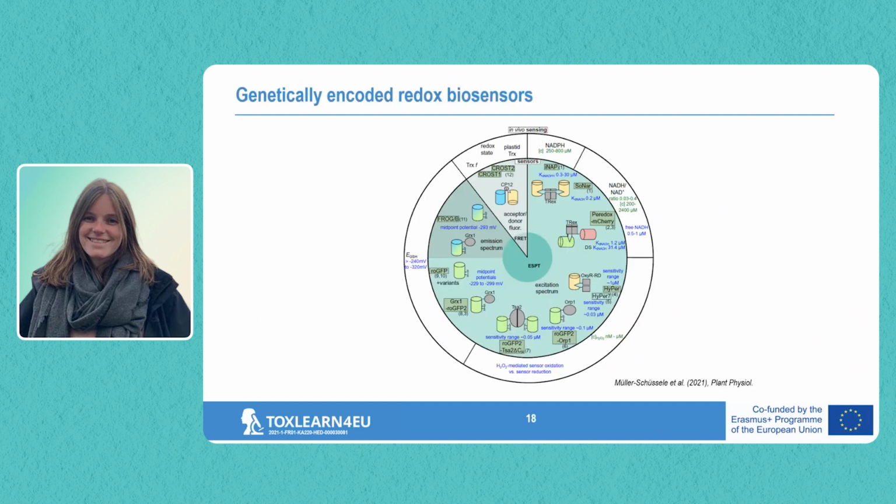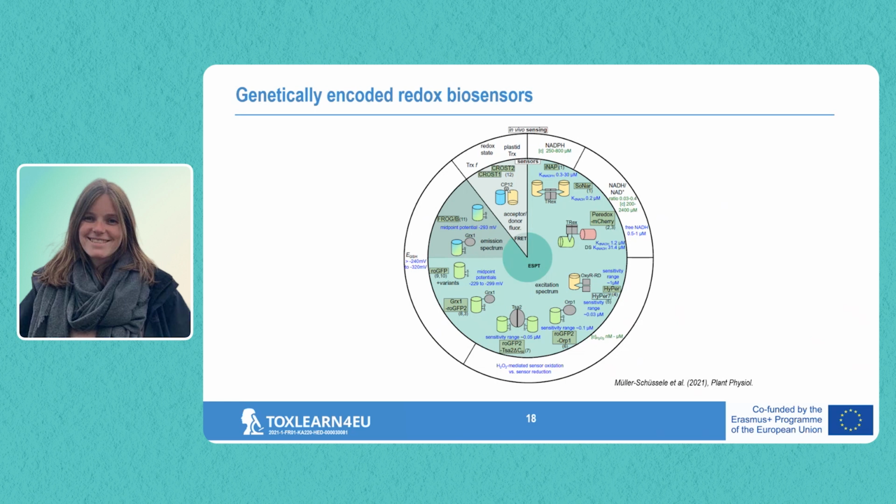So here you can see an overview of all redox sensors that exist in plants. You can see that there are quite a lot. There is only one of them here that works via this FRET mechanism that I showed you with the CFP and the YFP, so the two fluorescent proteins, but I will not talk about that one today. It's a sensor for thioredoxins, which are a certain type of antioxidative enzymes. But most other sensors work with only one fluorescent protein.